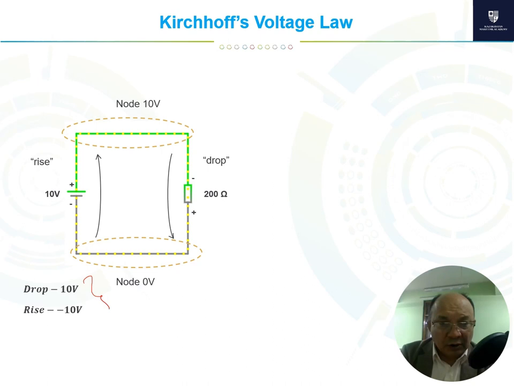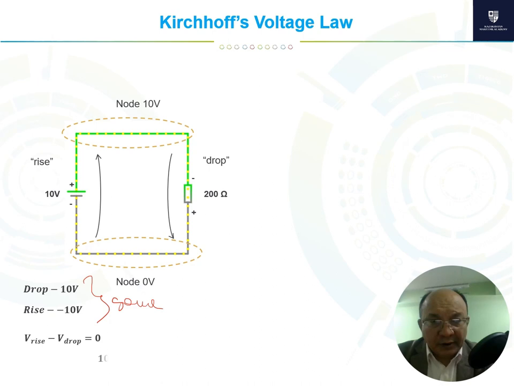So now we can write our equation for the Kirchhoff voltage law. Voltage rise minus voltage drop equals zero. If we put in our numbers, 10 volts minus 10 volts equals zero, because this voltage drop is 10 volts.